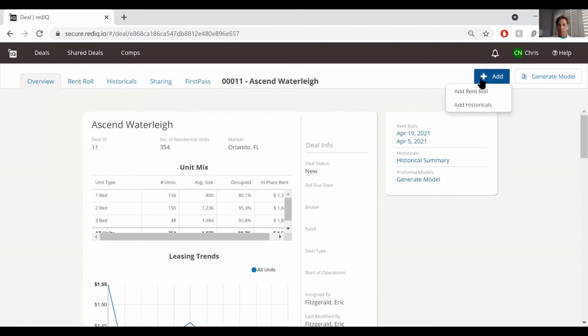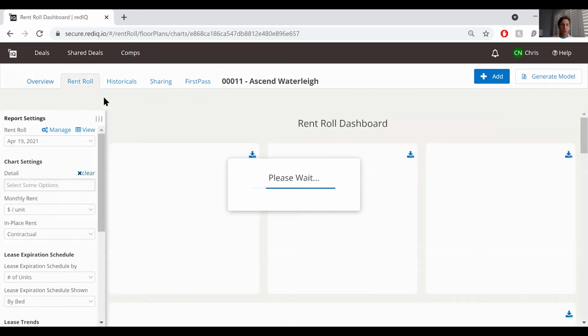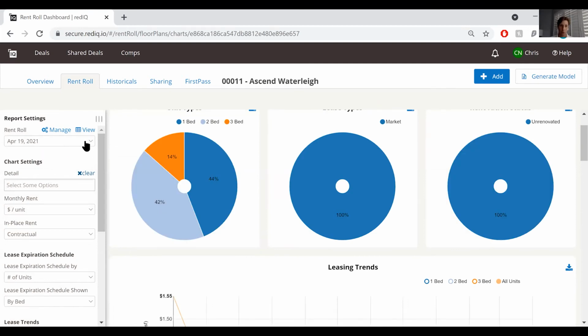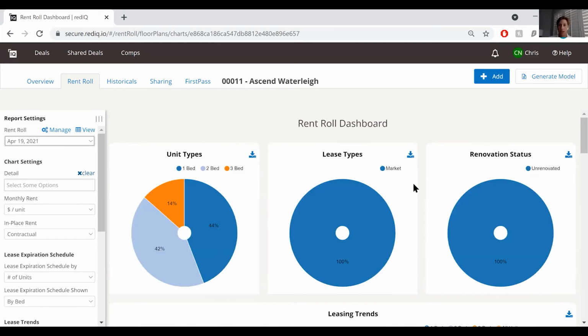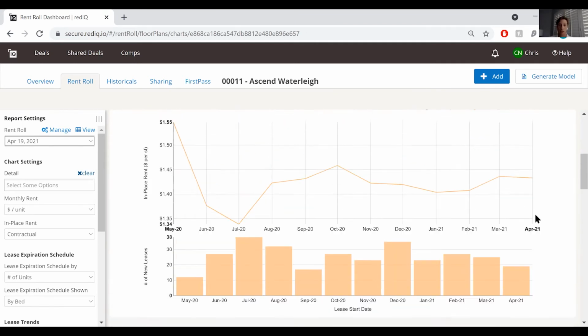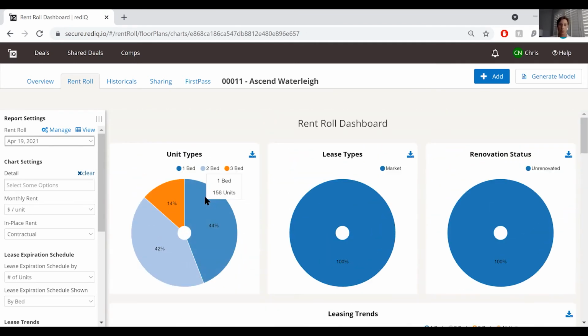So what we'll do is upload any rent roll or T12, which is historicals in this case. And I'll just show you what it computes. So this is our most recent for the Ascend deal, which you can add more and switch through. It'll give you these charts and great information that otherwise you wouldn't really see. So for instance, it shows the unit mix makeup. It shows the renovation status, which, this was obviously a newer build, so there were unrenovated units.